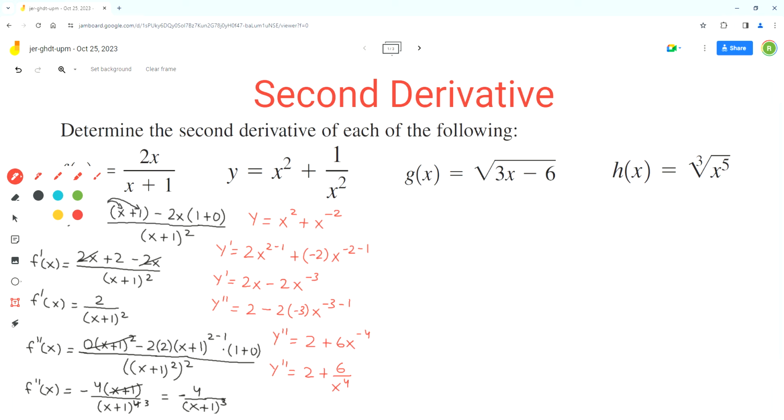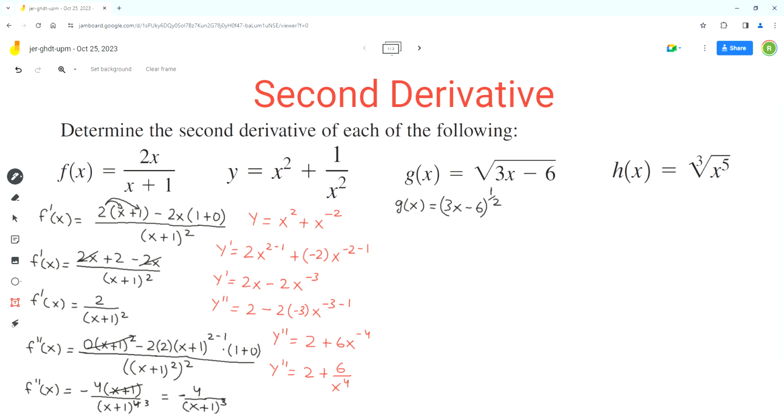Now we can analyze the third one. So the third one is given as g at x equals square root of 3x minus 6. So the first step is to change the radical into a rational exponent. So we can rewrite this function as g at x equals 3x minus 6 and exponent 1 over 2.